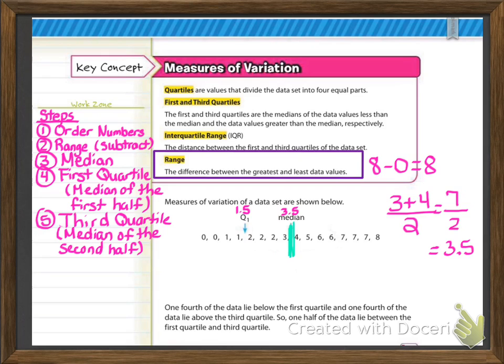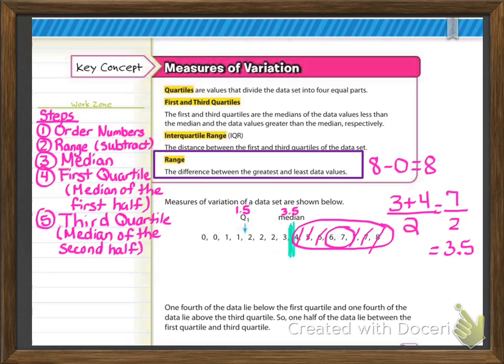Now we're going to do the same exact thing that we just did to find the first quartile. Now we need the third quartile. So I'm going to circle the second half of my numbers right there, and I'm going to find the median of that second half. So I'm going to cross out the first and last number, and right there, my median is going to be right between the 6 and the 7.